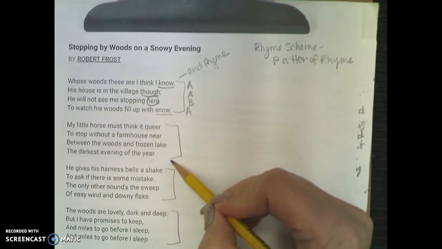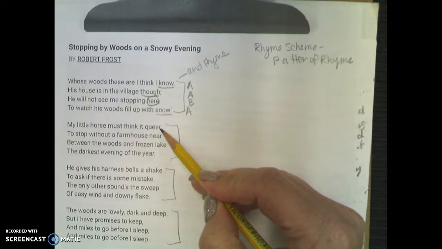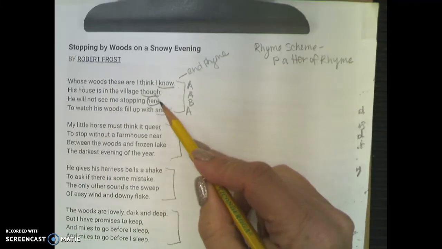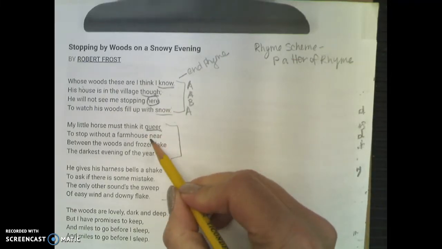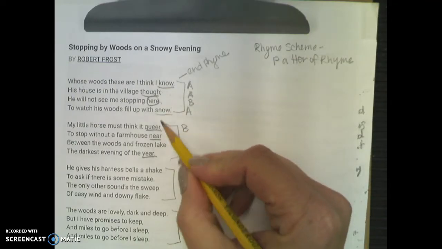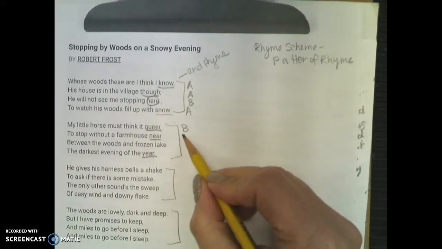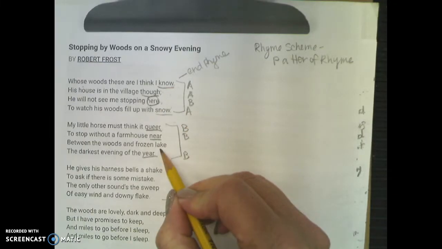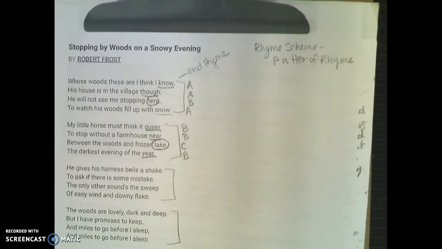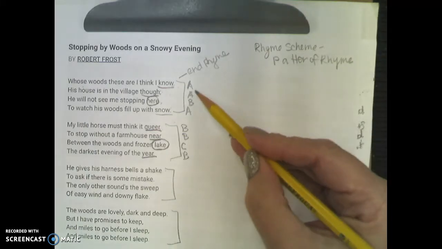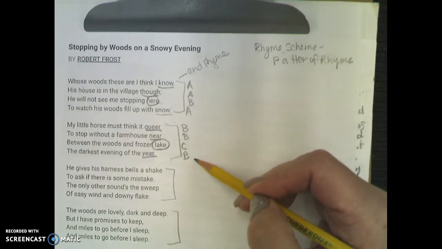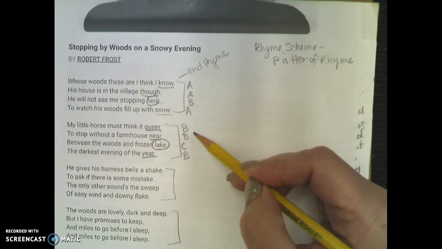Now let's look at our next stanza. We've got queer. Does that rhyme with anything in the previous stanza? It doesn't rhyme with no and though and snow, but it does rhyme with here. So we're going to mark it as a B. It's a B sound. Queer and here, near and here, year and here, all B sounds. And then lake, that's a new sound. So we're going to label it with the next letter in the alphabet, C. You can kind of start to see a pattern emerging here. So this is our rhyme scheme, our pattern that's starting to unfold. A, B, A, B, B, C, B.